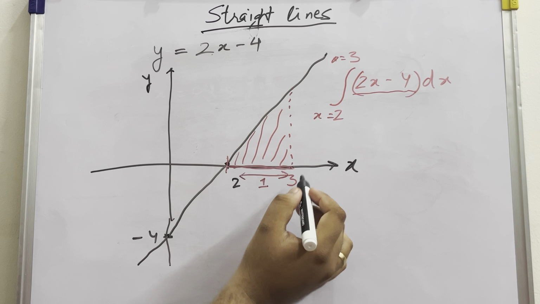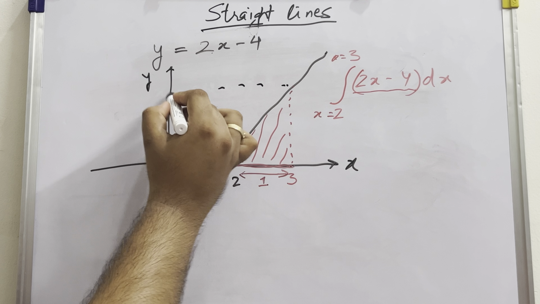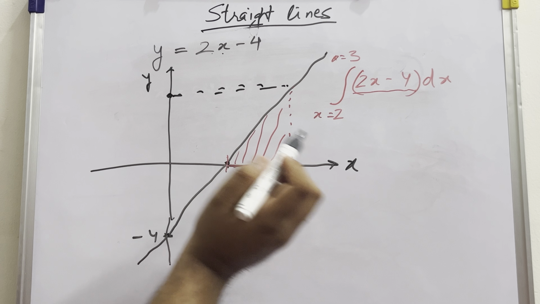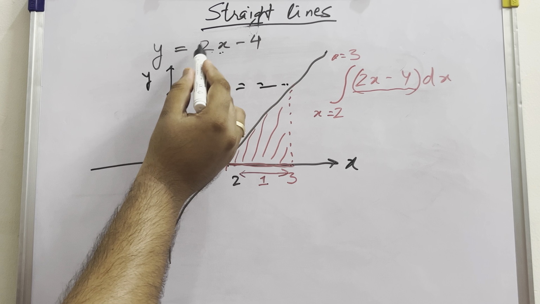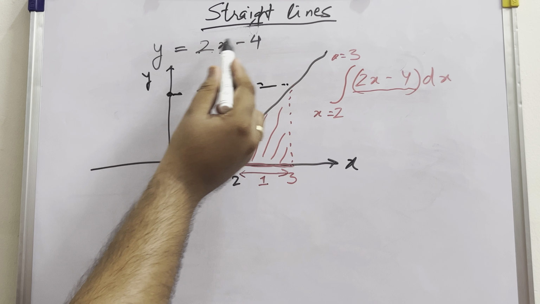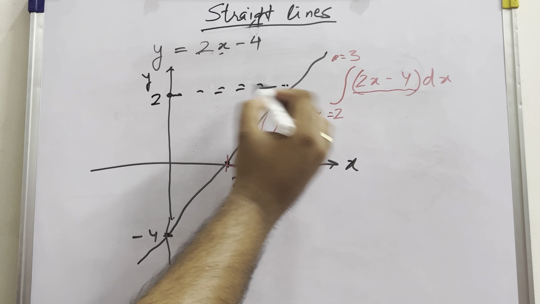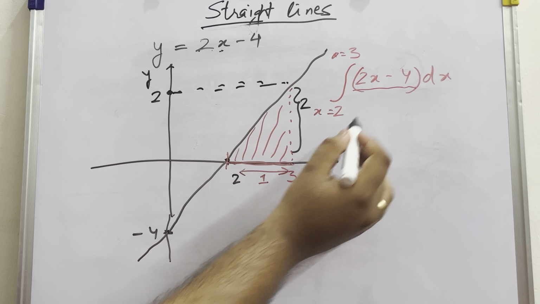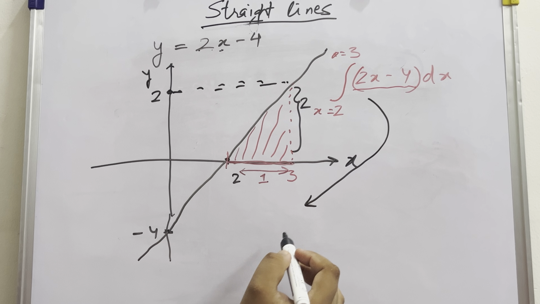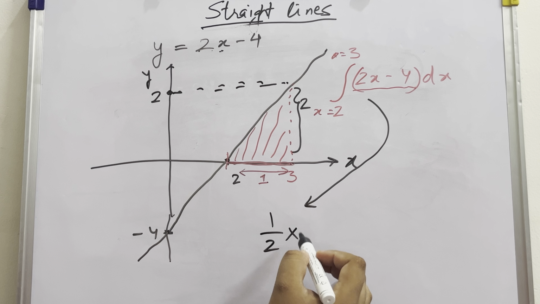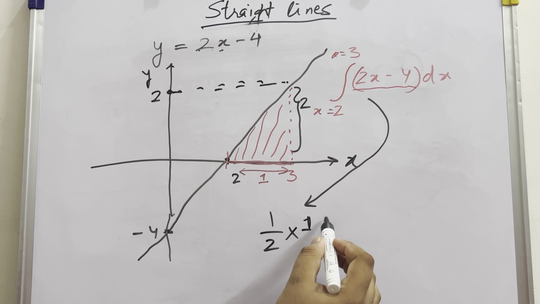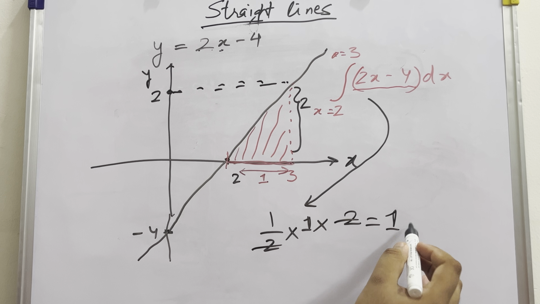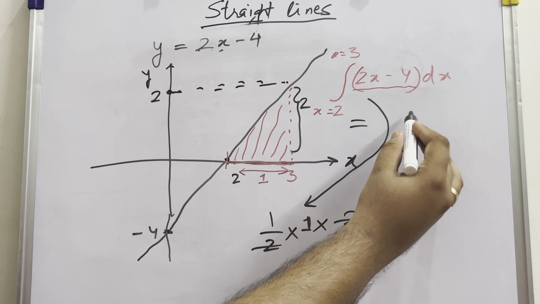This point is x is equal to 3. If you want to find the y over here, what you have to do? You simply put x is equal to 3 and you will get the value of y. So 2x, 2 into 3, 6 minus 4, 2. So this point is 2. So the height of this triangle is 2. The integration value of this is half into the base of the triangle, that is 1, into the height of the triangle, that is 2. So the 2s cancel, you get 1. The value of this integration is 1.